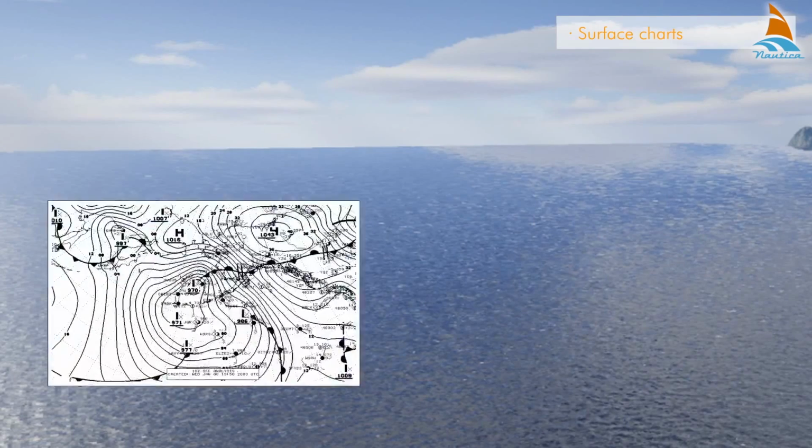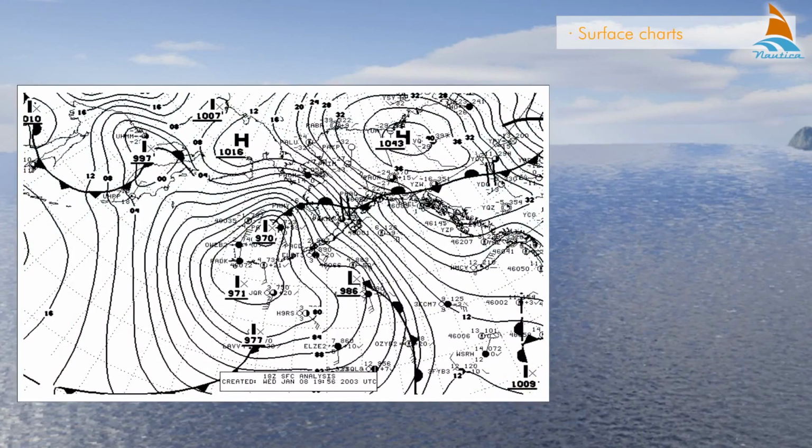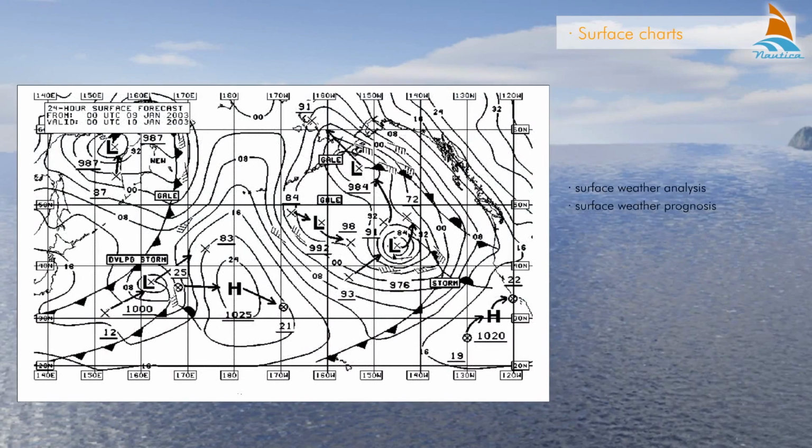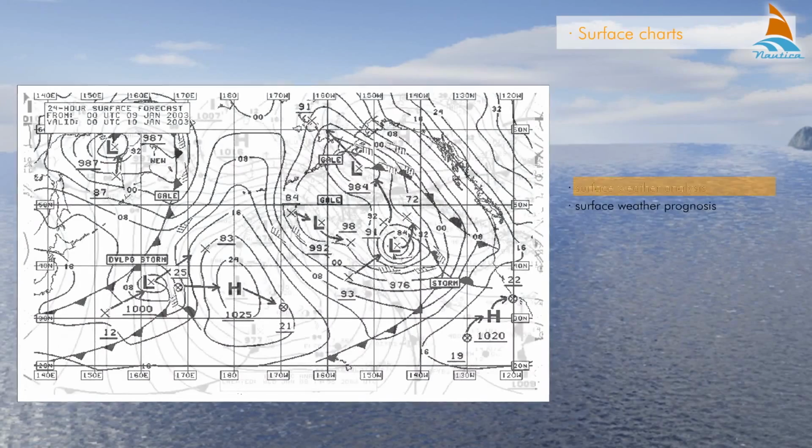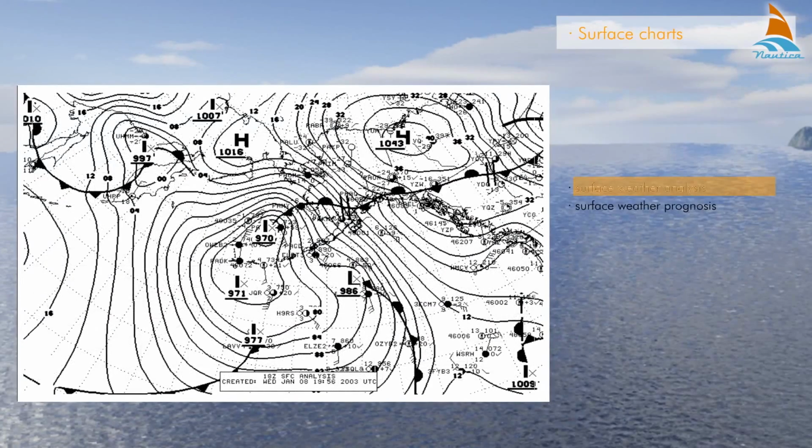Let's have a closer look at surface charts, differentiating between the surface weather analysis and the surface weather prognosis. The surface weather analysis shows weather patterns based on synoptic surface observations. They're usually made a few hours before broadcast time.